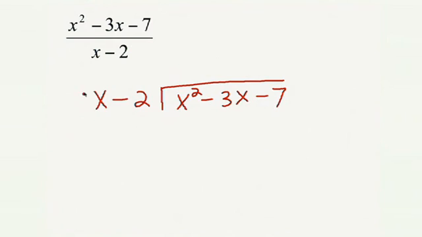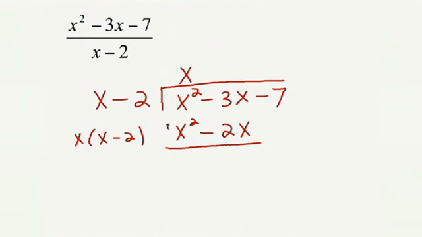So I ask myself, what do I multiply x by to get x squared? The answer again is x. So here I want to write whatever x multiplied by x minus 2 is. X times x is x squared. X times negative 2 is negative 2x.